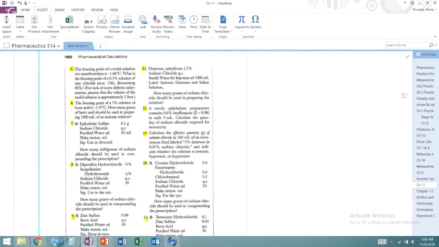All right, so we're going to do dextrose anhydrous, 2.5% sodium chloride QS, and then we need 1,000 milliliters of sterile water for injection. And we want to make sure that this is isotonic.